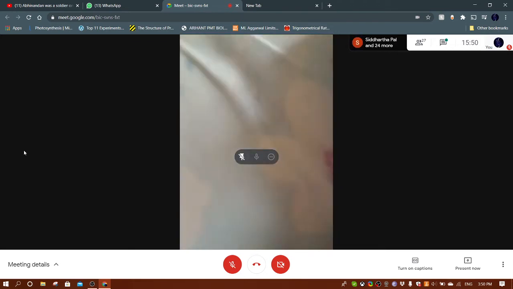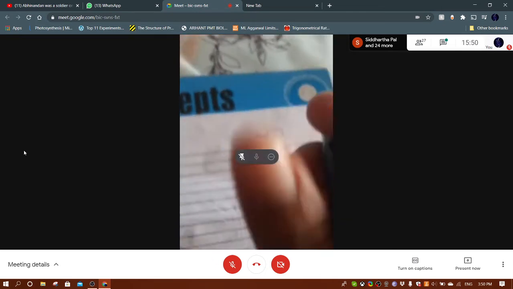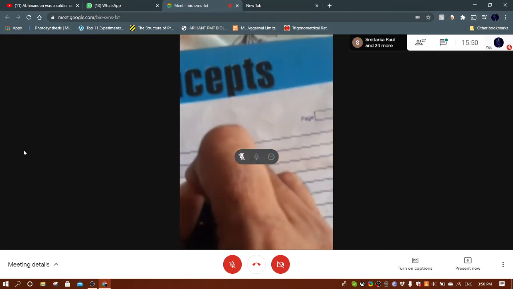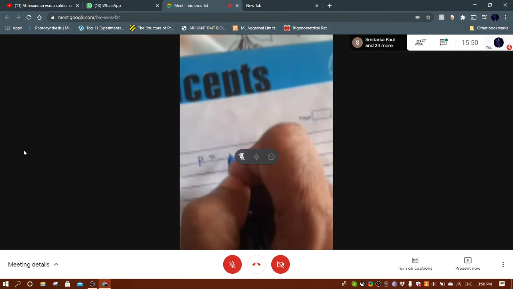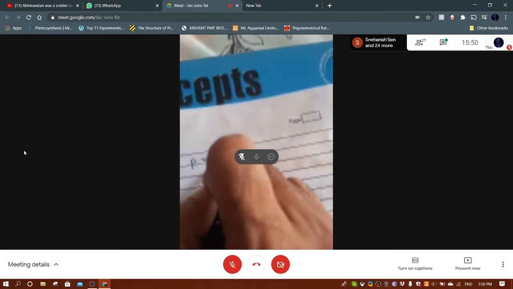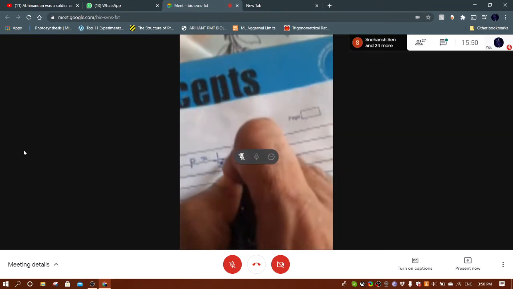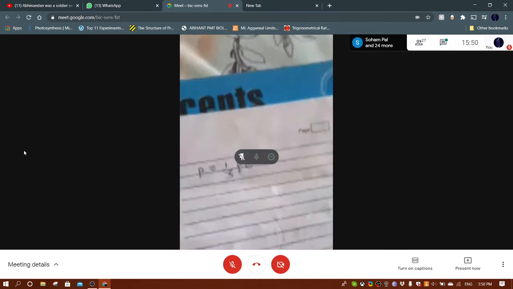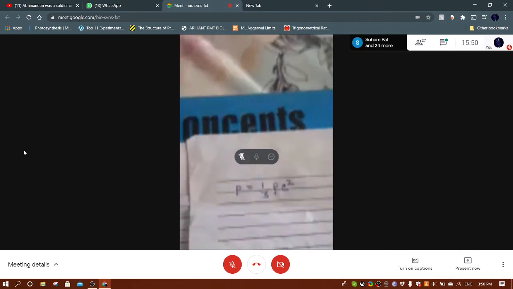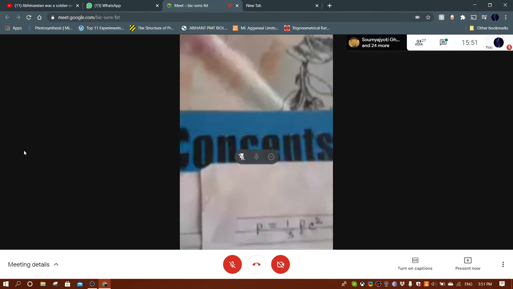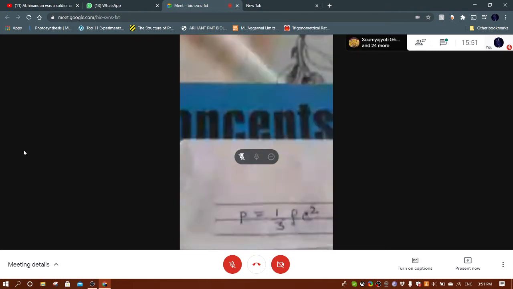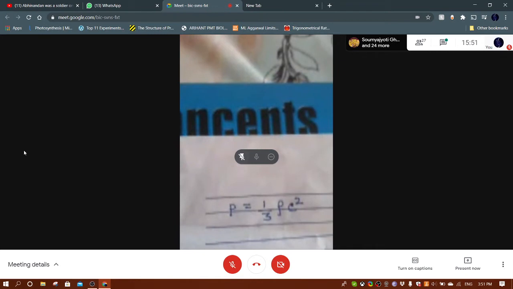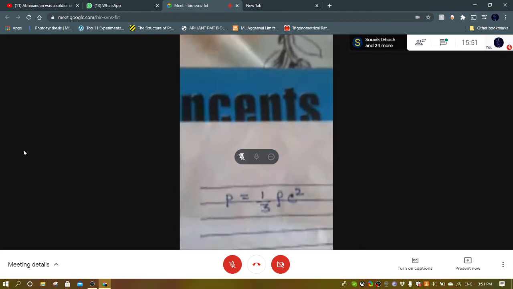So P equals to, write down now. The pressure exerted by the gas, P equals to 1 by 3 rho into C square. There I am telling you what these terms are. P equals to 1 by 3 rho into C square.